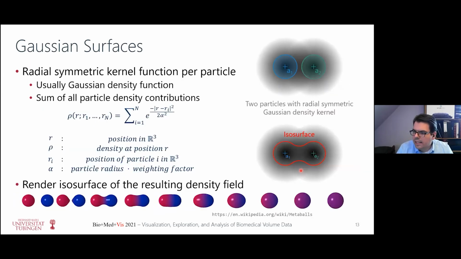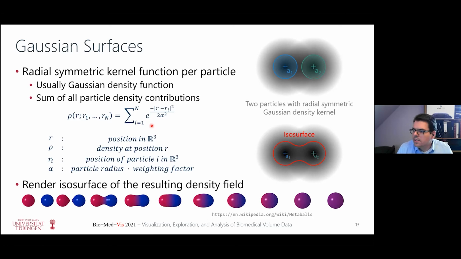so it doesn't use this rolling sphere. The idea here of Gaussian surfaces is that you have, as I said, this radial symmetric density function at the center of each atom. So you have the decreasing electron density the further you're away from the atom center. And you define this density field by just summing up the density contributions of this radial symmetric density kernel from all the atoms in your space.